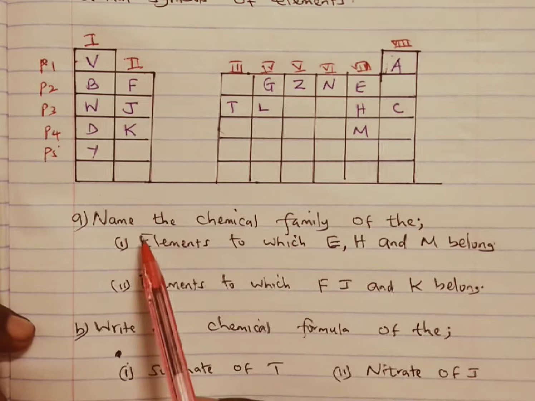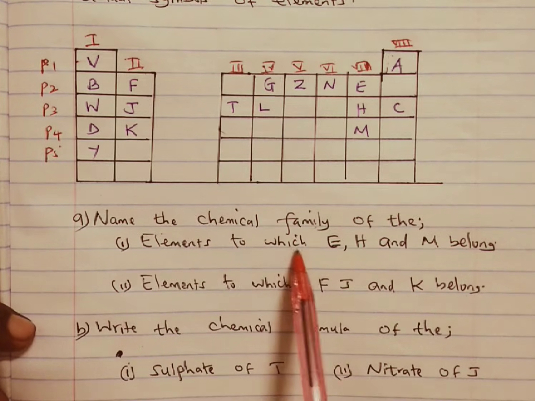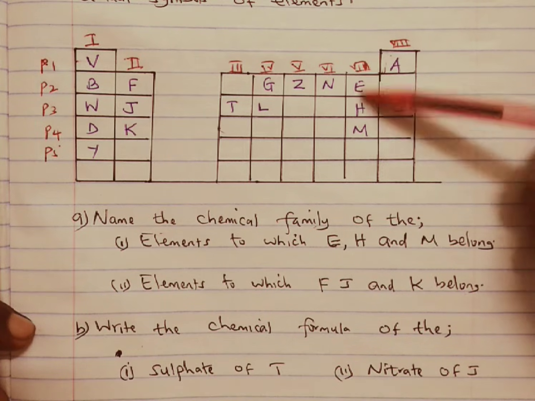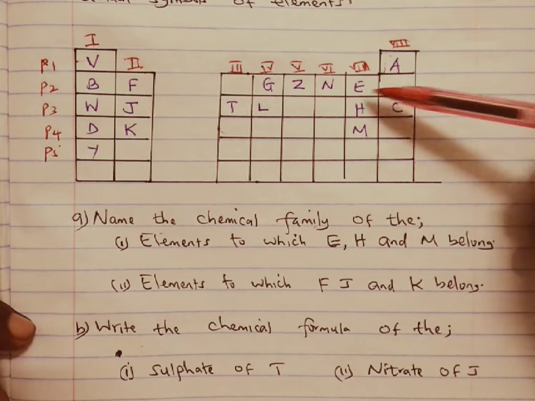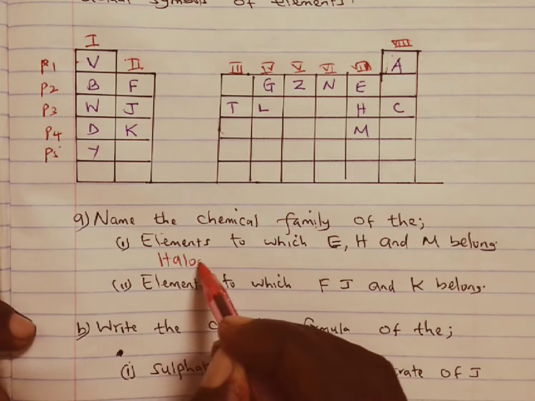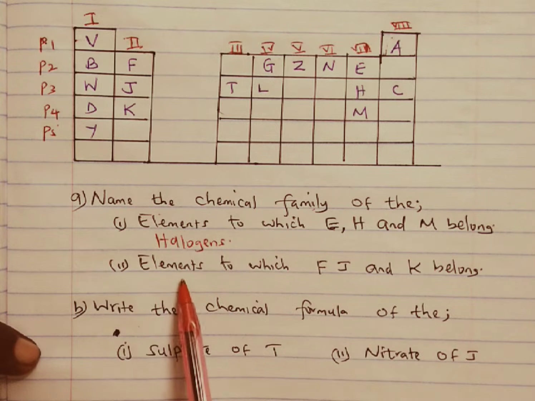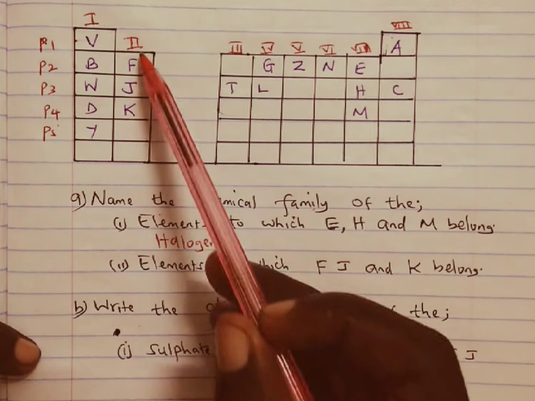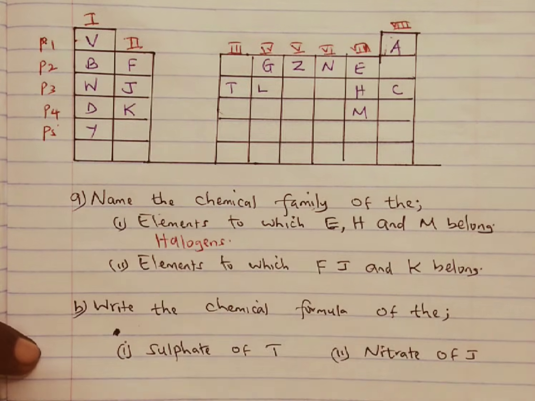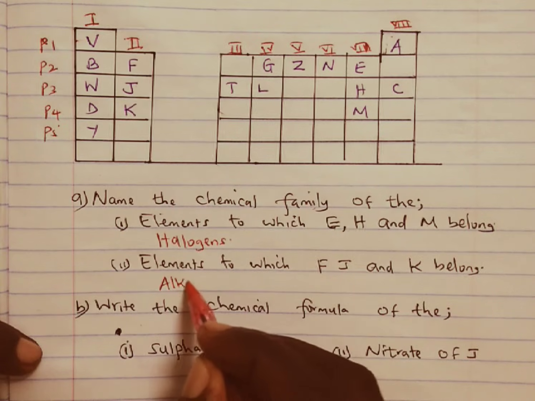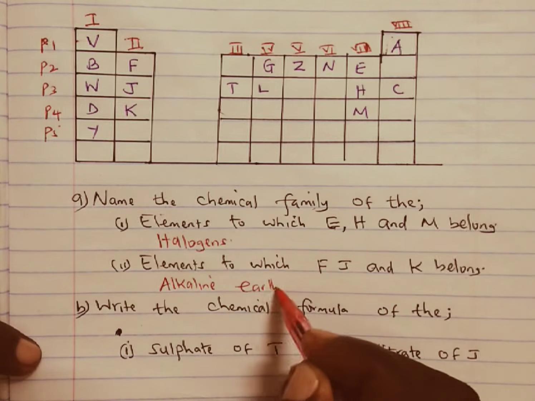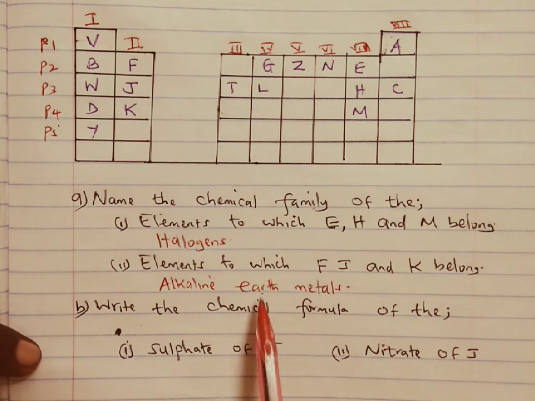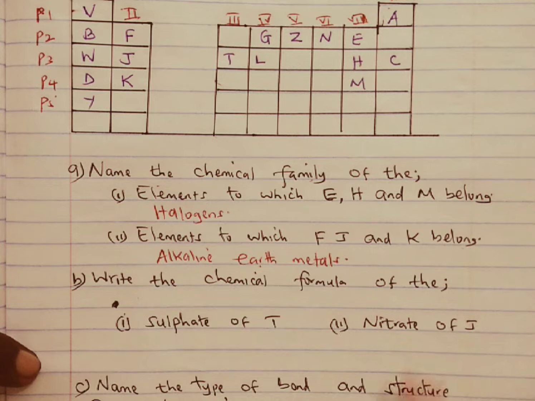The first question says, name the chemical family of the elements to which E, H, and M belong. E, H, and M are in group 7 and all group 7 elements belong to the chemical family of halogens. Then Roman 2, the chemical family of the elements to which F, J, and K belong. F, J, and K are in group 2 and all group 2 elements belong to the chemical family of alkaline earth metals. And these group 2 elements are called alkaline earth metals because they are abundant or found in plenty on the earth.